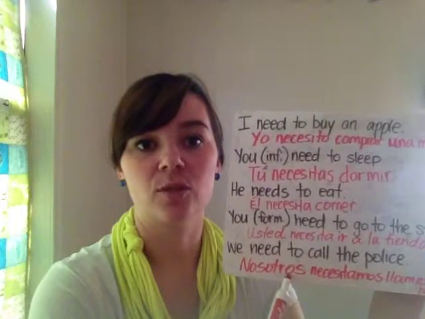In that example, if we're talking about we and we are a group of girls, then we would say nosotras. This O would change to an A. Nosotras, we, the girls. If it's a mixed group, girls and guys, nosotros. If it's only guys, nosotros. So the masculine form is what we use when there's a mixed group. We only use nosotras if there's only girls.